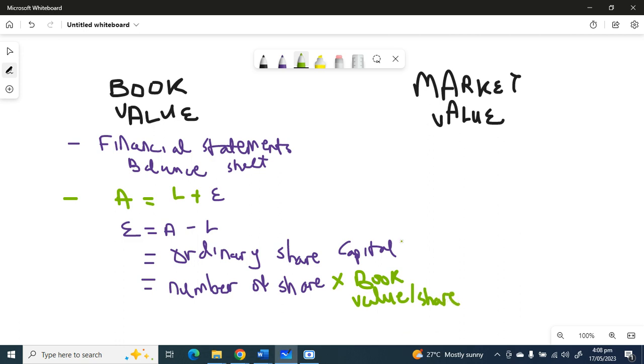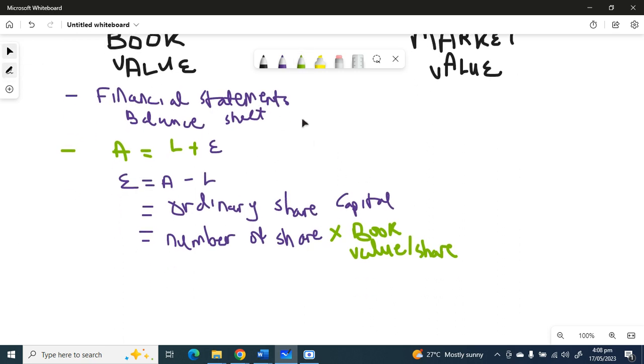Right. So in questions dealing with the weighted average cost of capital, if they want you to calculate the weighted average cost of capital using the book values, right? If you want to get the book value of equity for a company, right? If you're not given any information about the assets and liabilities, all you need to know is the ordinary share capital. And to get the ordinary share capital, that's the number of shares multiplied by the book value per share. All right.